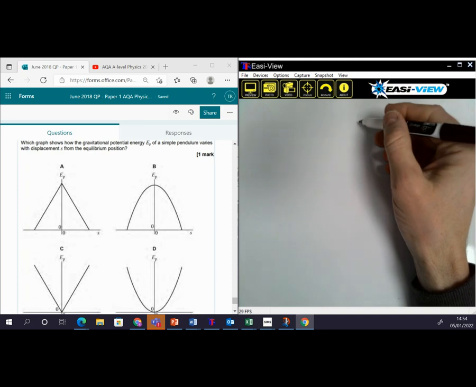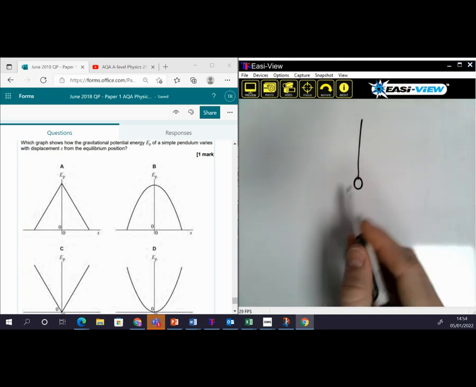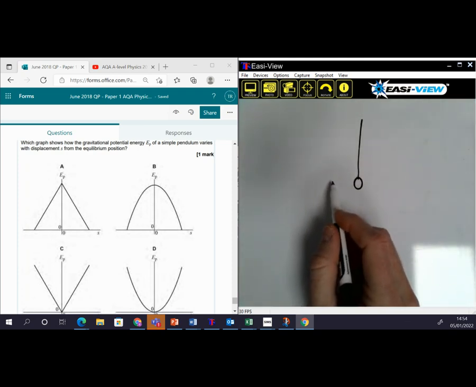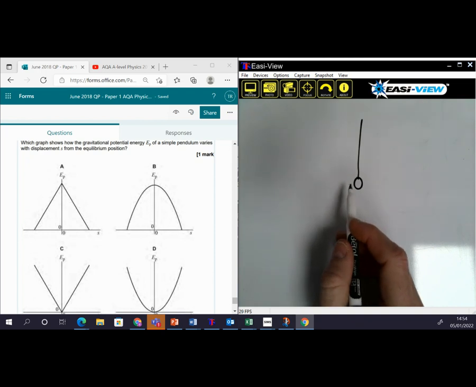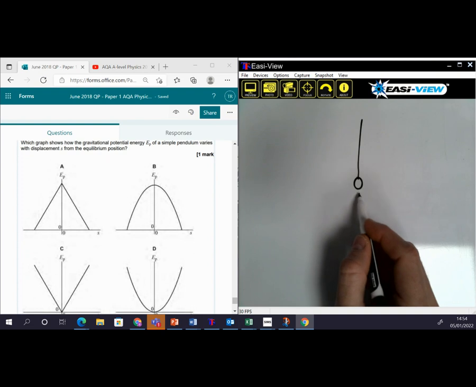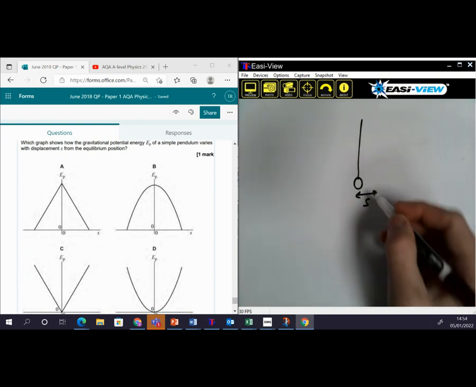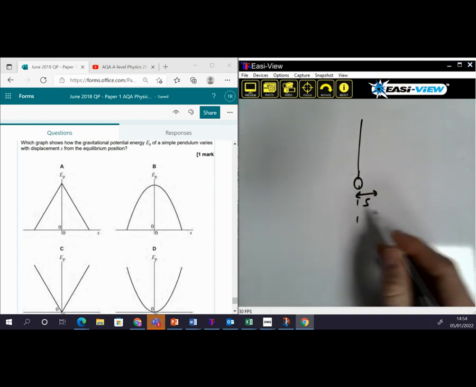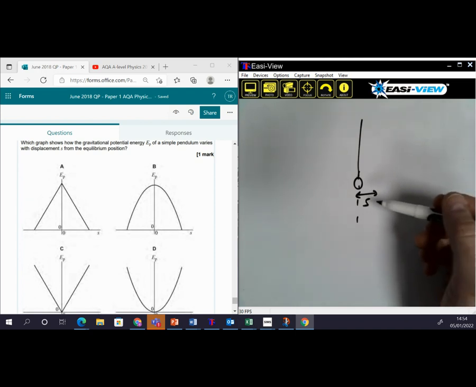With a pendulum, we're interested in this displacement from the equilibrium position. So with the pendulum, this displacement from the equilibrium position would be something like that, where that's your equilibrium position. And it's how does the energy vary with S?